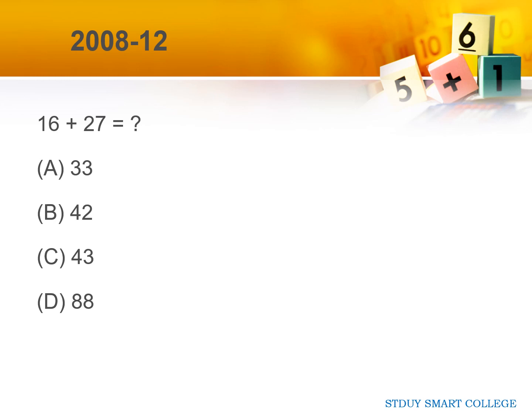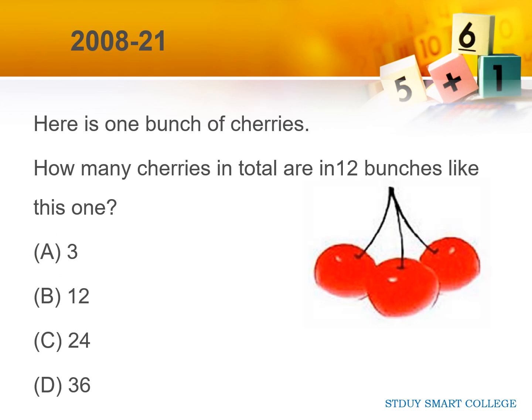What is 16 plus 27? By using addition, we can get 43. Hence choose C. Here is one bunch of cherries. How many cherries in total are in 12 bunches like this one? We can use multiplication. 2 times 12 equals 362. Hence choose D.